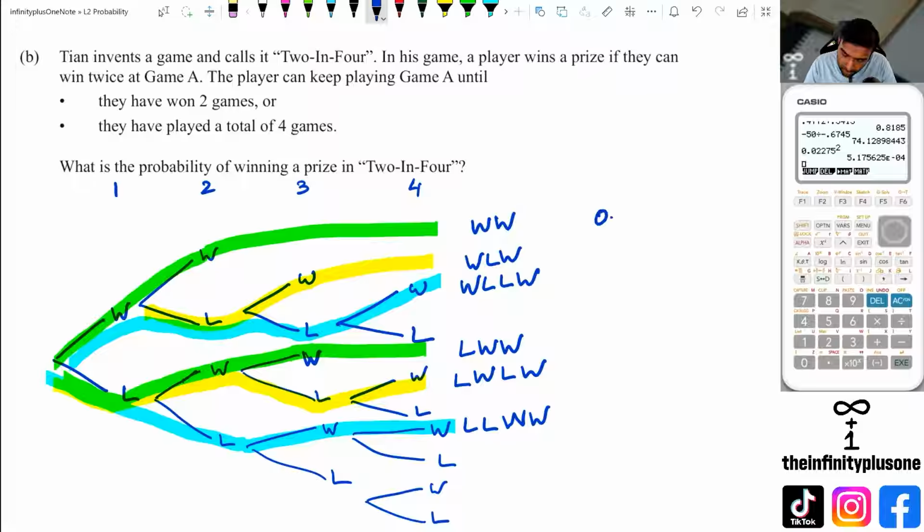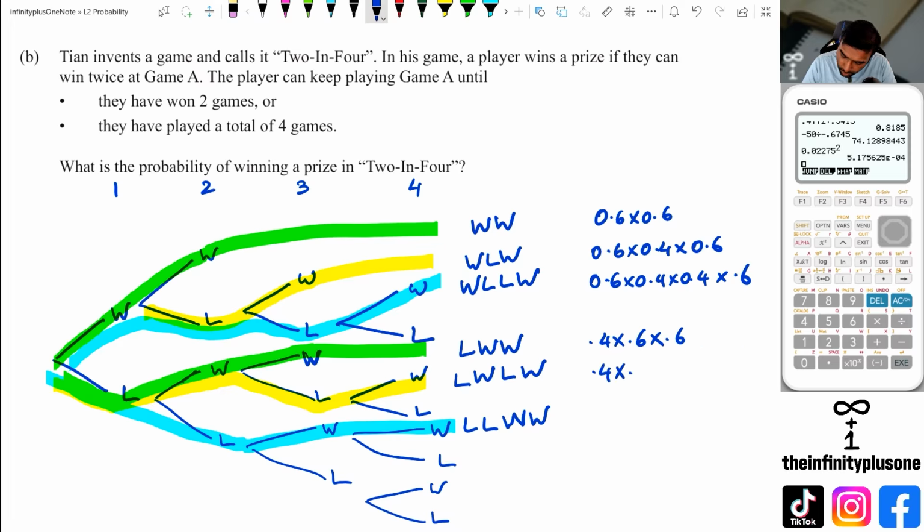So for the first one, we're going to get 0.6 times 0.6, then 0.6 times 0.4 times 0.6, then 0.6 times 0.4 times 0.4 times 0.6, then 0.4 times 0.6 times 0.6, then 0.4 times 0.6 times 0.4 times 0.6, and 0.4 times 0.4 times 0.6 times 0.6.